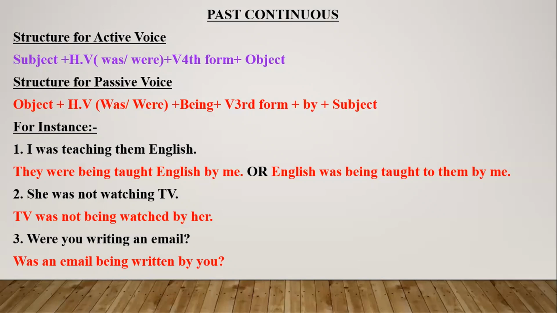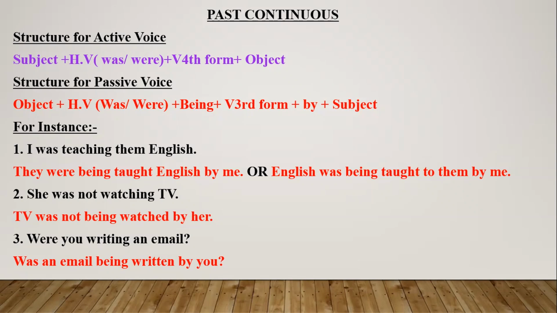Basically, in that sentence we have been given two objects, them and English. So I have made two passive voices with different objects. Let's see number one: They were being taught English by me. Basically, I made the first sentence with them. When you are going to make the passive, them will become they. They were being taught English by me. Or if you are taking English as your object, the sentence will be: English was being taught to them by me.